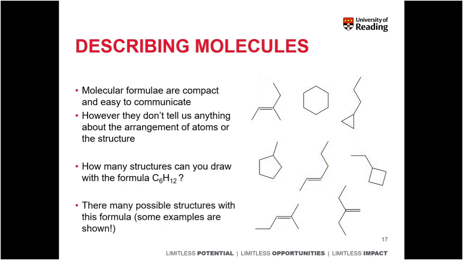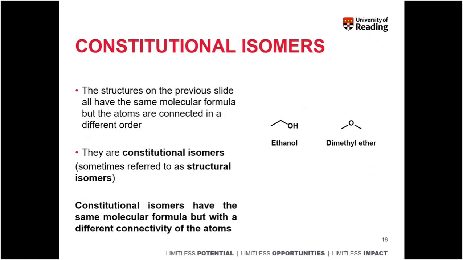There are many possible structures with this formula. Some examples are shown on the right-hand side. You'll notice that some of these structures are cyclic, some of them have double bonds, and some of them have branches. Molecular formulas don't tell us anything about how the atoms would be arranged. The structures on the previous slide all have the same molecular formula, but the atoms are connected in a different order. It's almost as if I gave you a number of Lego bricks, and the isomers are all the different ways you could link these bricks together. Same number of bricks, but connected in a different order.